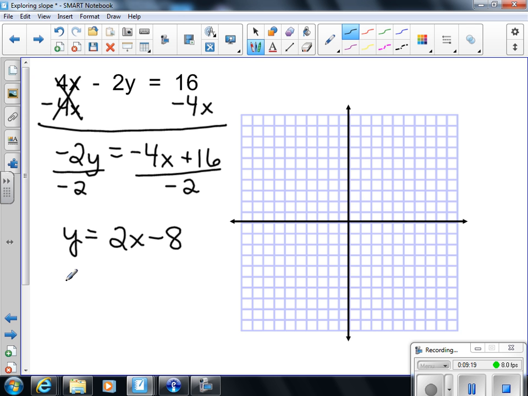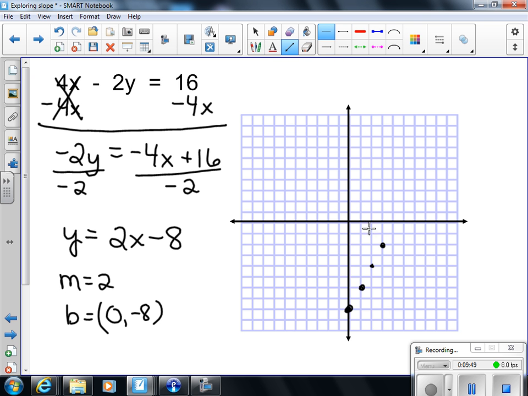Okay, so now it's in slope-intercept form. I can graph it because I know the slope is 2, and the y-intercept, or your b, is going to be 0, negative 8. So my first step, start with your b. 1, 2, 3, 4, 5, 6, 7, 8. And then I get my second point by using my slope, which is 2. Means I go a rise of 2 over 1, a rise of 2 over 1, and so forth. And I have just now then graphed this equation.